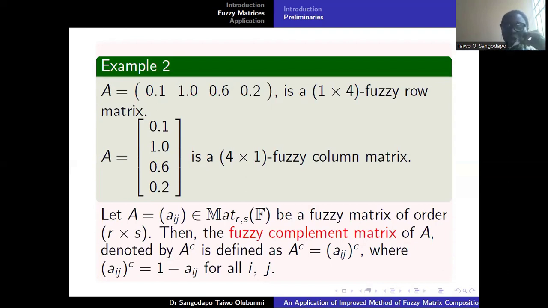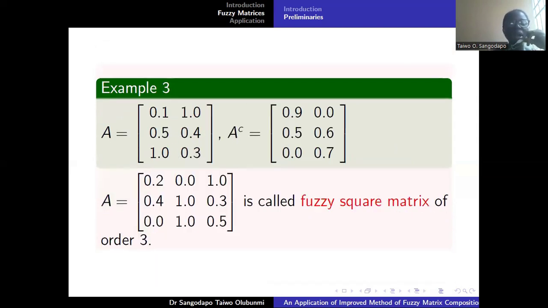We also have the fuzzy complement matrix. That is, when you take each of the entries away from 1, then you have the fuzzy complement matrix for that matrix. And we have examples. For A, we have this, and for A complement, we have this. The first entry, that will be 1 minus 0.1, we have 0.9. So that's how we got the other entries.